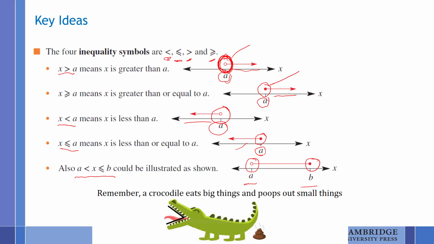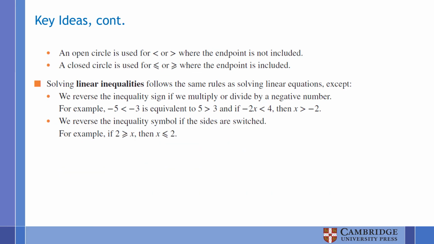Okay. And remember, a crocodile eats big things and poops out little things. So we have our greater than sign here. So this is our big side. So if we're on this, we're going to be greater than. Okay, and we've got obviously eating big things, pooping out small things. Easy way to remember it. Okay. Now we just spoke about our open and closed circles, so we covered that.